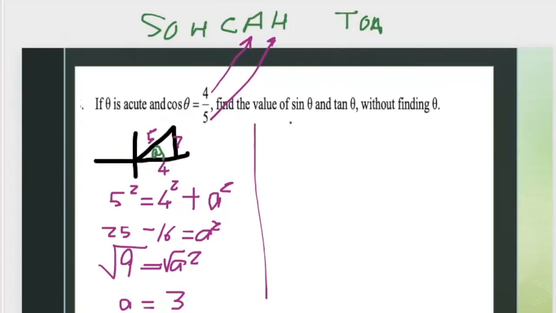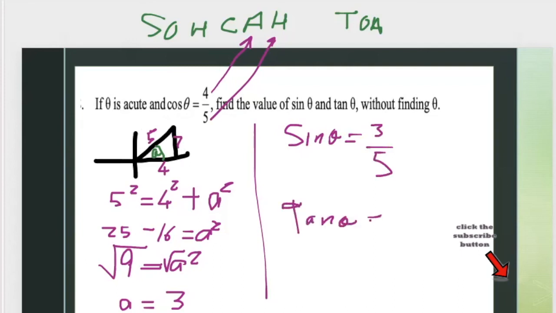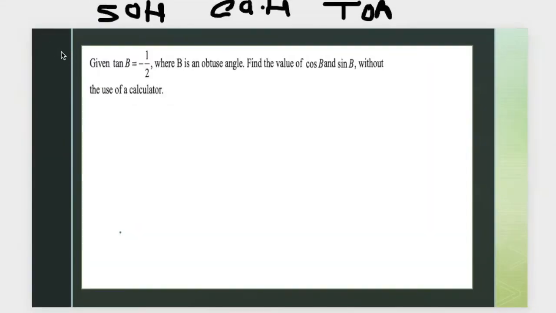So the question is, find the value of sine theta. Sine theta is equal to opposite over hypotenuse, so it's going to be 3 over 5. Then tan theta is equal to opposite over adjacent, so the opposite is 3 and the adjacent is 4. And that's it.